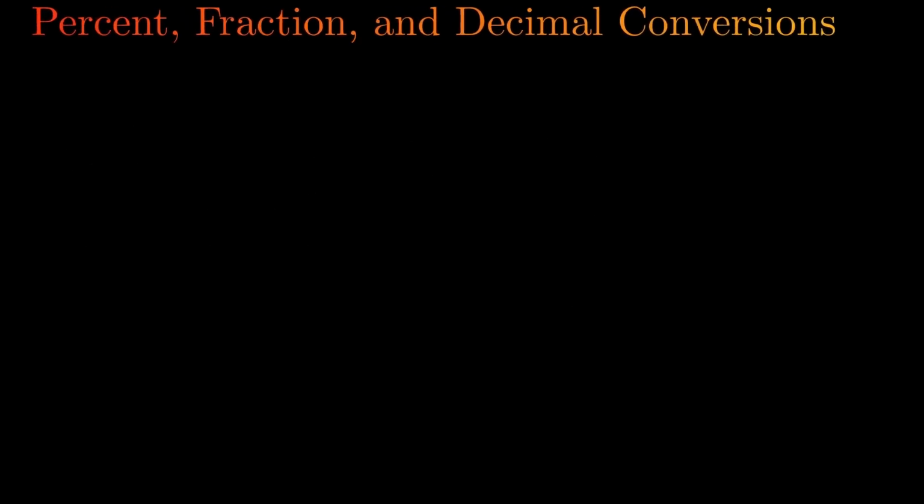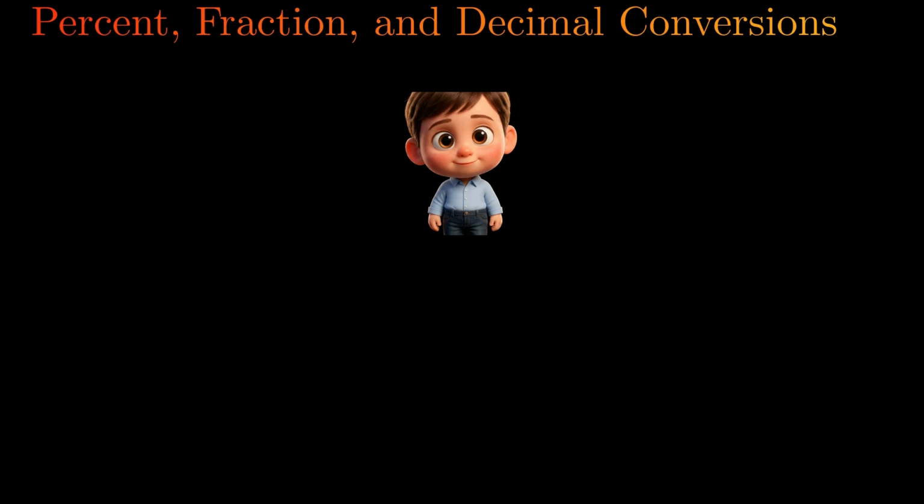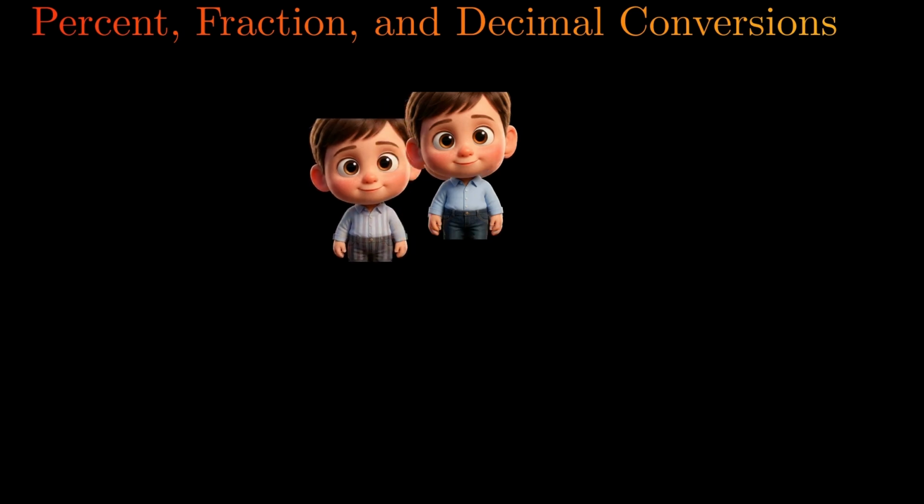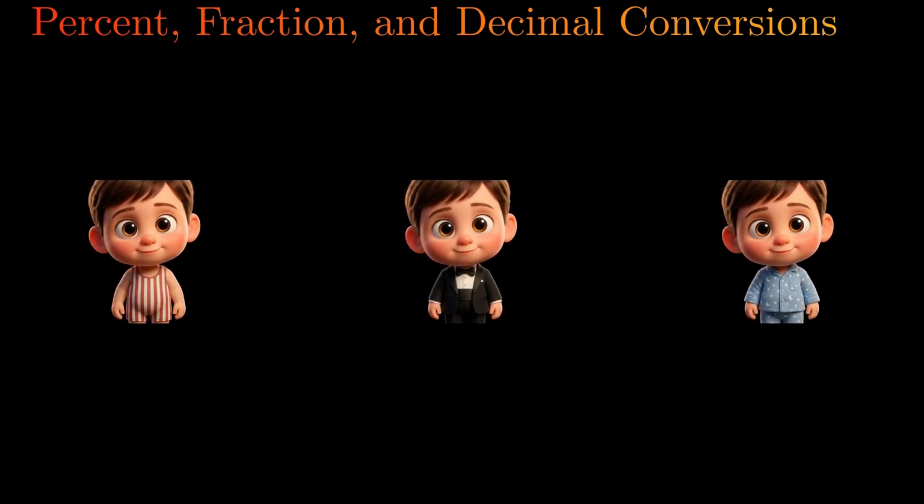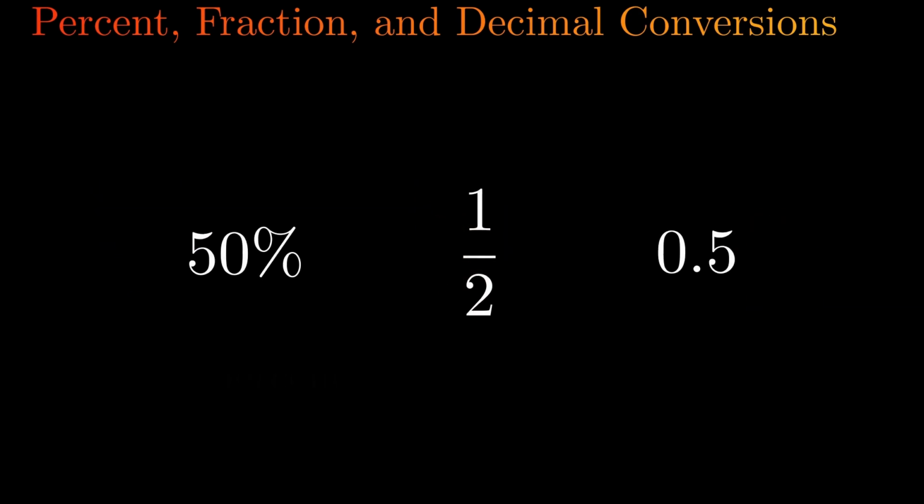We are about to meet the 3 best friends of the number world. We have fractions, decimals, and percents. Think of these as the same person wearing 3 different outfits. Whether you are wearing a swimsuit, a tuxedo, or pajamas, you are still you. In the same way, 1/2, 0.5, and 50% are all the exact same value. They are just dressed differently for different occasions.